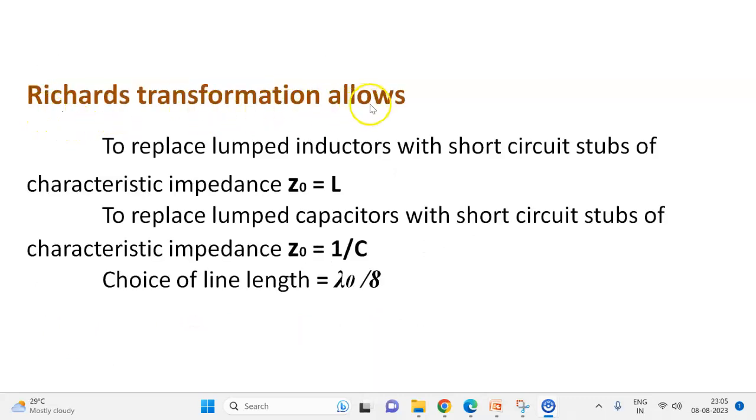Next, the Richards transformation allows us to replace lumped inductors with short circuit stubs of characteristic impedance Z0 equal to L, and to replace lumped capacitors with open circuit stubs of characteristic impedance Z0 equal to 1/C. Finally, the choice of line length is λ0/8. It is interesting to note that the choice of λ0/8 as a line length is somewhat arbitrary. Indeed, several authors use λ0/4 as a basic length. However, λ0/8 is more convenient in practical filter realizations.